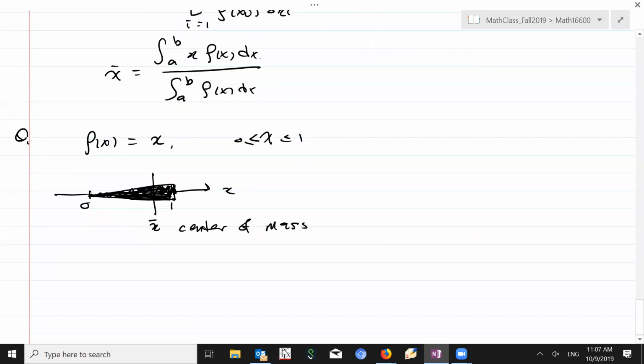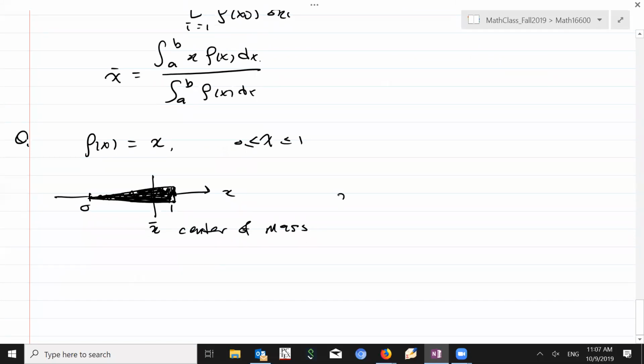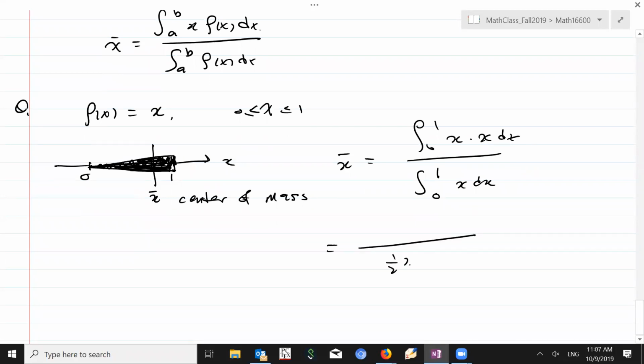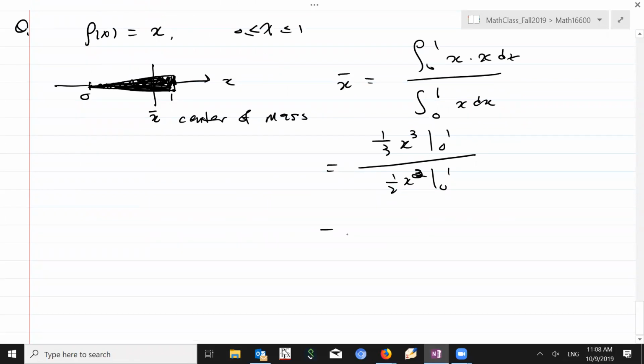So according to the formula, you have to evaluate two integrals. Write down the formula first. The integral from 0 to 1 of x times x dx over the integral from 0 to 1 of x dx. The antiderivative for the numerator is one third x cubed from 0 to 1. I got 1/3 for the numerator, and for the denominator I get 1/2. After I simplify, I get 2/3. That's reasonable. 2/3 is larger than 1/2, closer to 1, and looking at the picture, yes, this should be the coordinate of the center of mass.